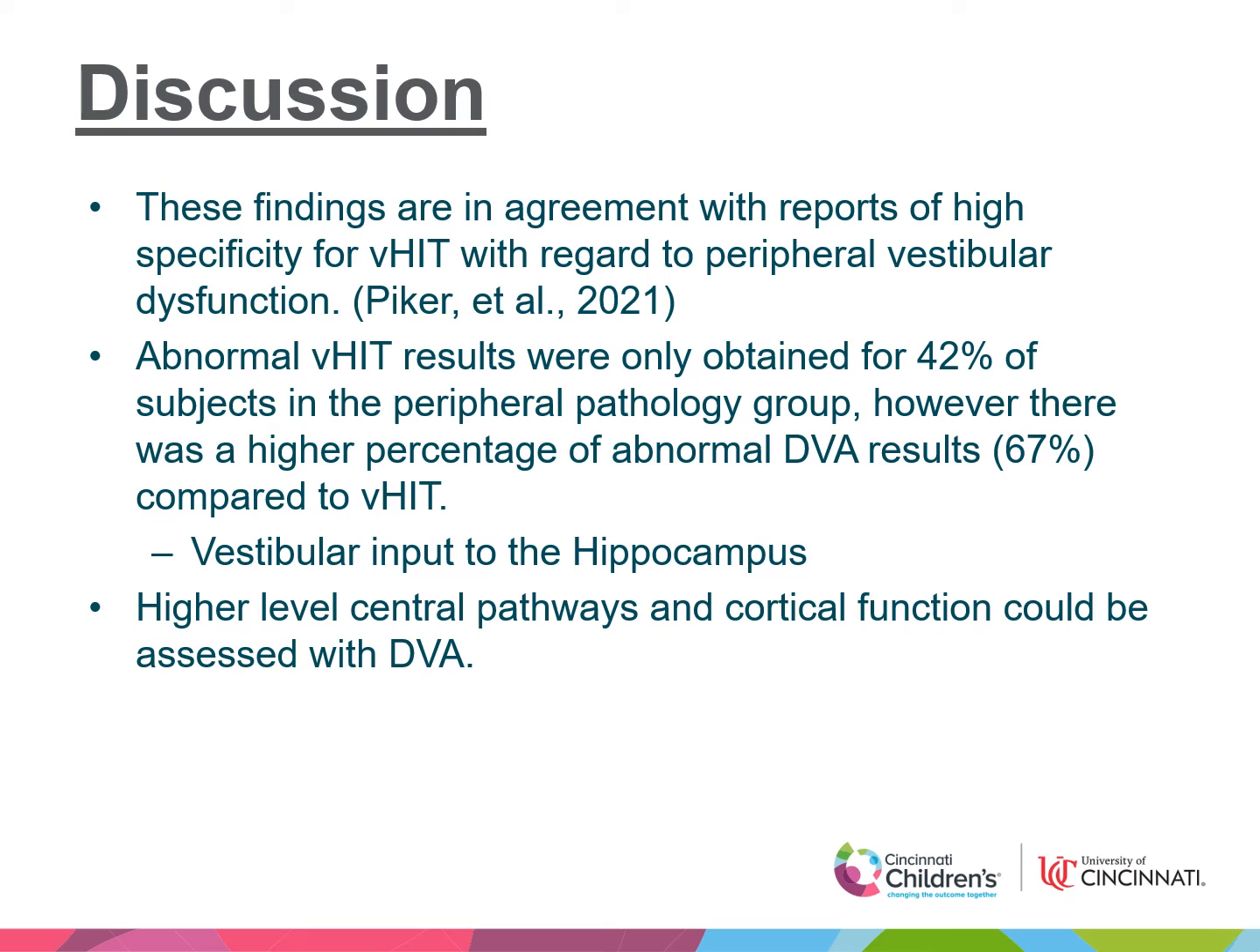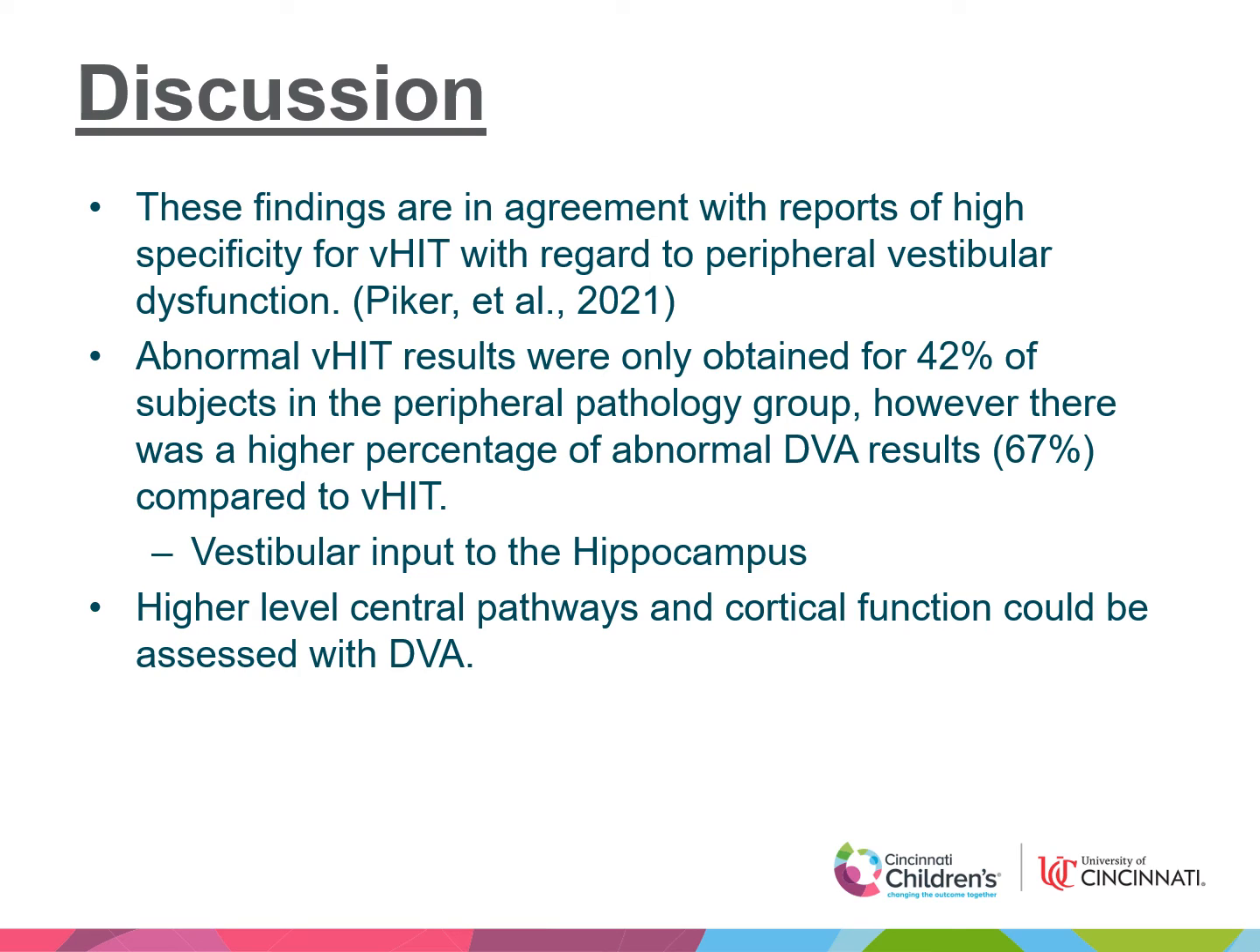Now that we have reviewed the results, I'd like to dive deeper into our discussion. As stated previously, we found that DVA had a higher sensitivity rate compared to vHIT. But we also found that vHIT had a higher specificity rate compared to DVA, meaning that with 100% of normal semicircular canal function, vHIT was normal 100% of the time. These findings were in agreement with reports of high specificity for vHIT in regard to peripheral vestibular dysfunction.